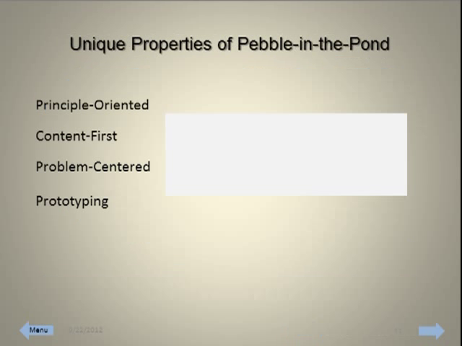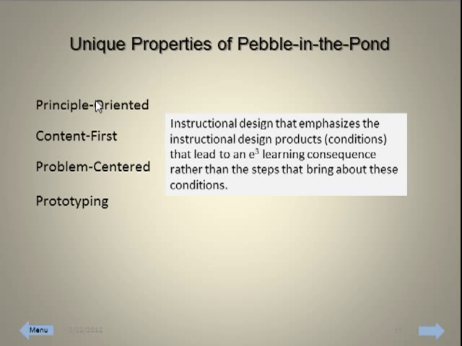The Pebble-in-the-Pond model of instructional design attempts to overcome some of the limitations of the more traditional ISD or instructional systems development model. Let me attempt to describe four unique properties of the Pebble-in-the-Pond model for instructional design. Instructional systems development, or ISD, is the most frequently used instructional design approach. This approach emphasizes a series of steps that are supposed to result in an instructional product that is effective and efficient. The problem is not that the steps are the wrong steps, but rather that the emphasis is on the procedure rather than on the instructional design products.